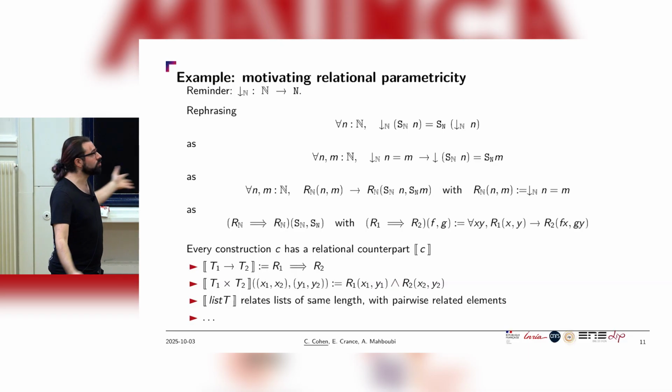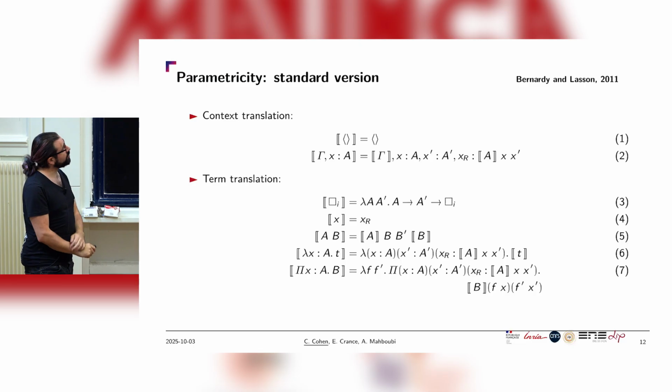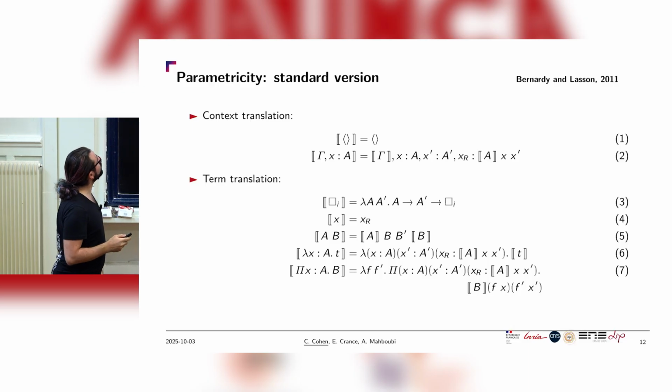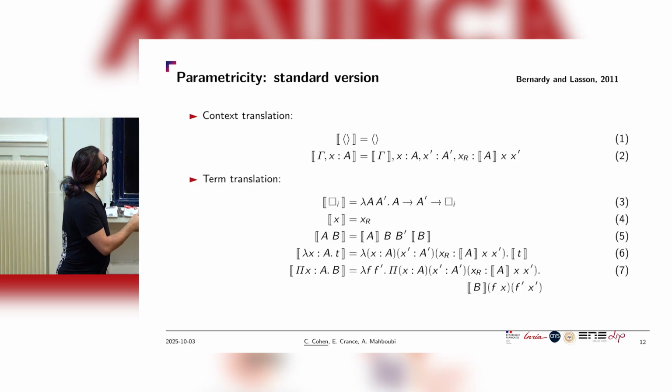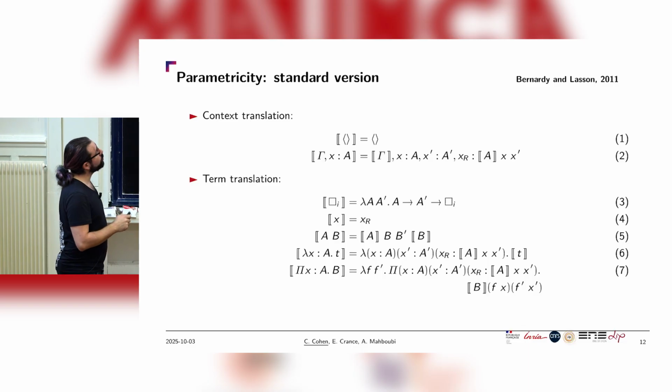And then you naturally land in the land of parametricity, and it generalizes to the whole calculus of constructions, as shown by Bernardy and Lasson in 2011, where you have a translation for the generalization of the arrow. So for the pi type, it's essentially exactly the same. If two inputs are related, then their outputs are related. But then you also have it for the lambda, for the application, for variables, because you put them in your context, and for the universe, which becomes an arbitrary relation.